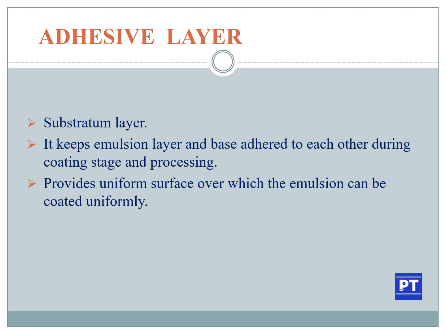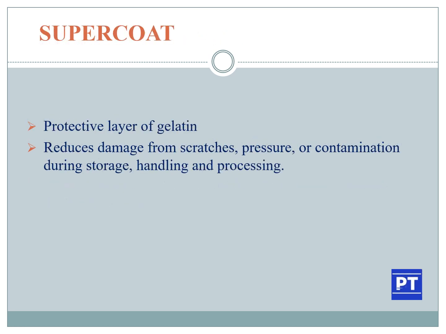Then the supercoat layer provides a protective layer of gelatin, and it reduces damage from scratches, pressure or contamination during storage, handling as well as at the time of processing. In order to give protection to the emulsion layer, we use a supercoat layer, and the supercoat layer gives protection to the film.